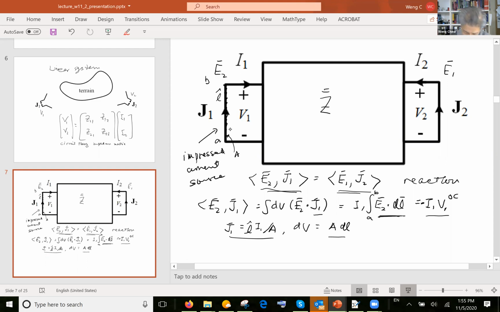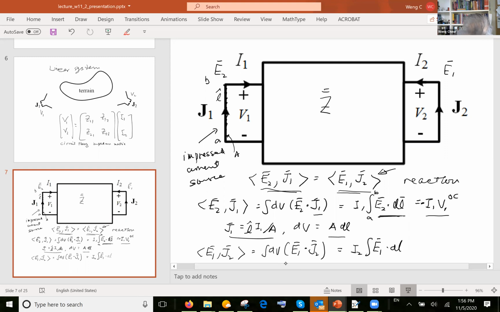Then I do the experiment on the right-hand side. The experiment on the right-hand side is I turn off J2 and I turn on J1. So I need to calculate E1 comma J2. Again, I would have this inner product that I need to calculate, and I can go through the same argument as before. This will be I2 times the integral of E1 dot dl, maybe something like C to D on port 2. So this will be minus I2 V2 open circuit. Everybody get that?